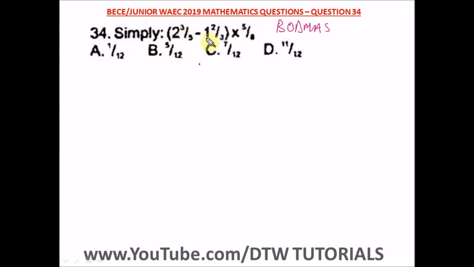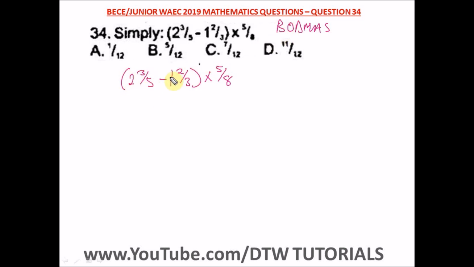So here we have to simplify this. Let's convert all these mixed fractions to improper fractions. Let me write this again. So we have 2 whole number 3 over 5 minus 1 whole number 2 over 3, close the bracket, times 5 over 8. So BODMAS will first start by solving what's in the bracket. B is for the bracket, so let's solve what's in the bracket.